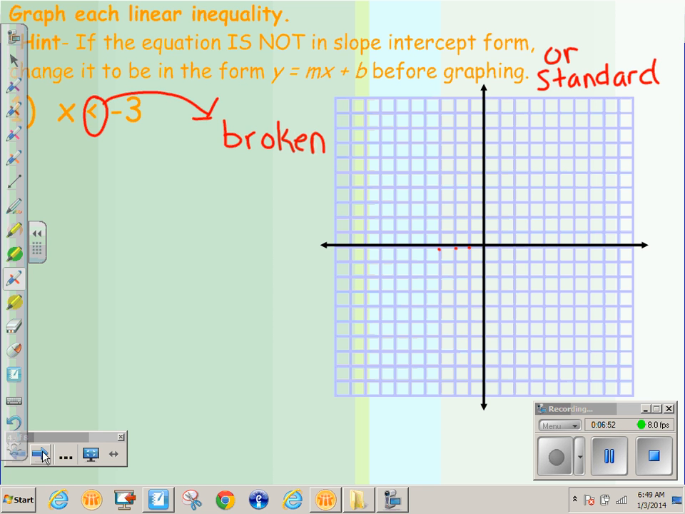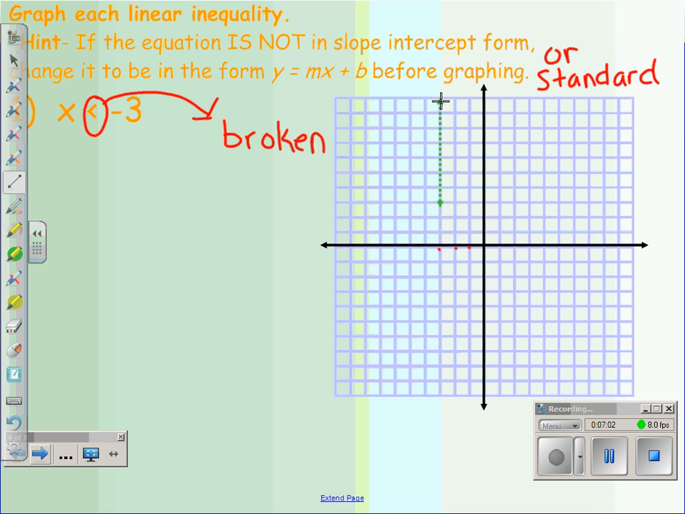You will need to use a straight edge. So if you don't have your straight edge handy, go ahead and grab that. I'm going to use this green broken line because it'll already break it for me. And we're going to just graph it. Is it important if it's solid or broken? Yes, that's sort of the point of what we're doing.